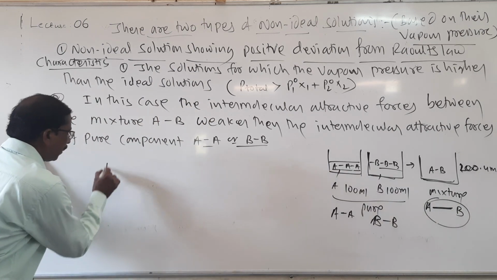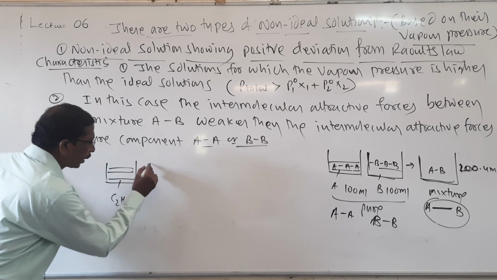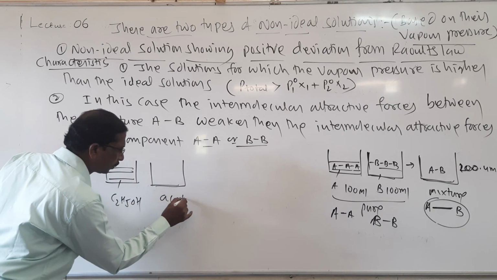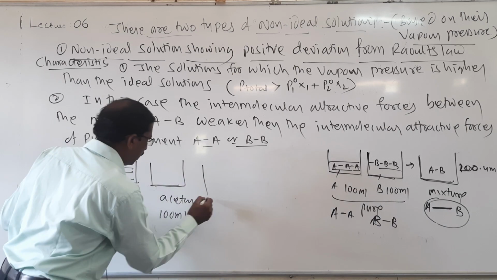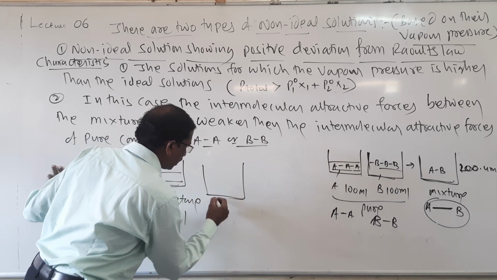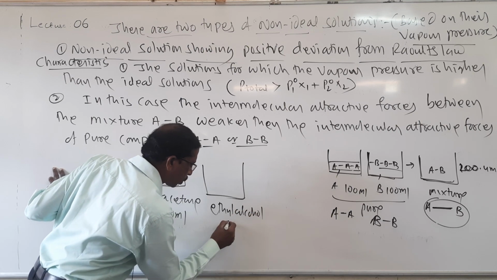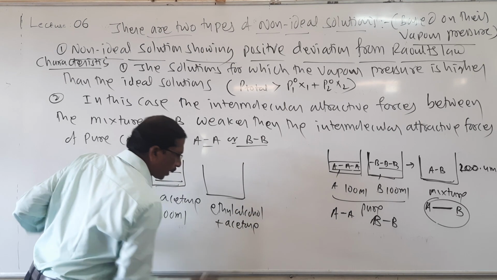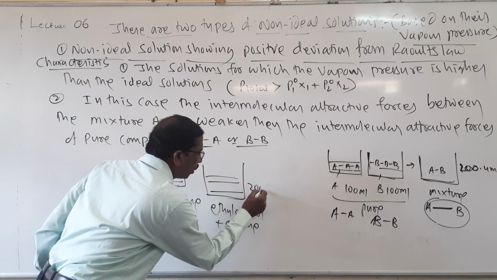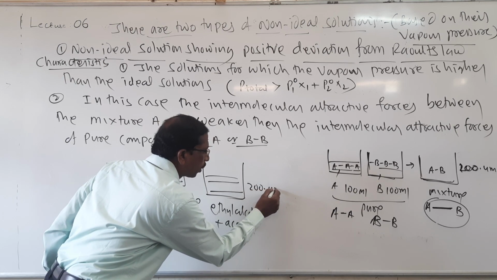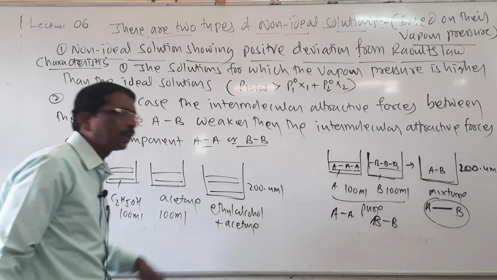Look here, I will take the example of ethyl alcohol and acetone. 100 ml, and when this ethyl alcohol and this acetone are mixed, it becomes 200.4 ml. So 0.4 ml increases here.